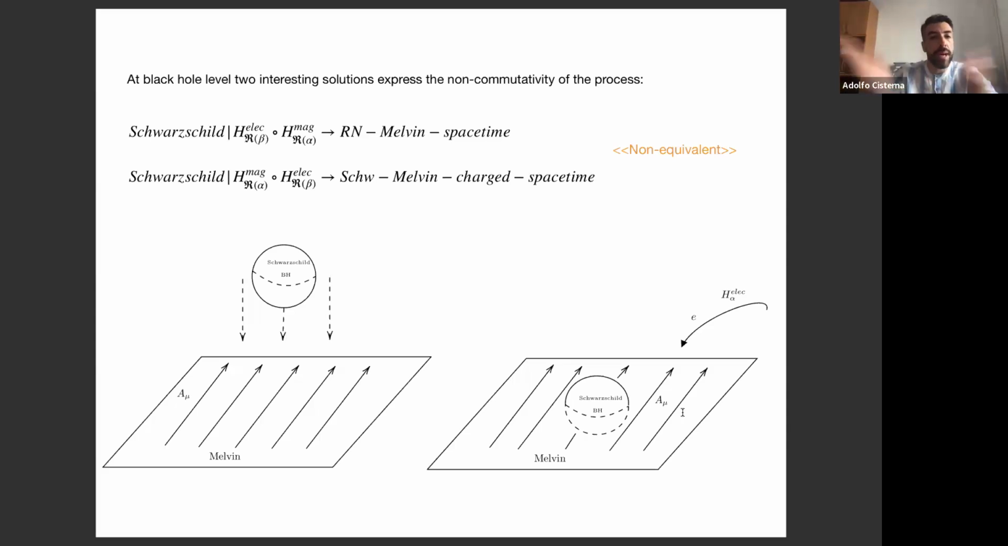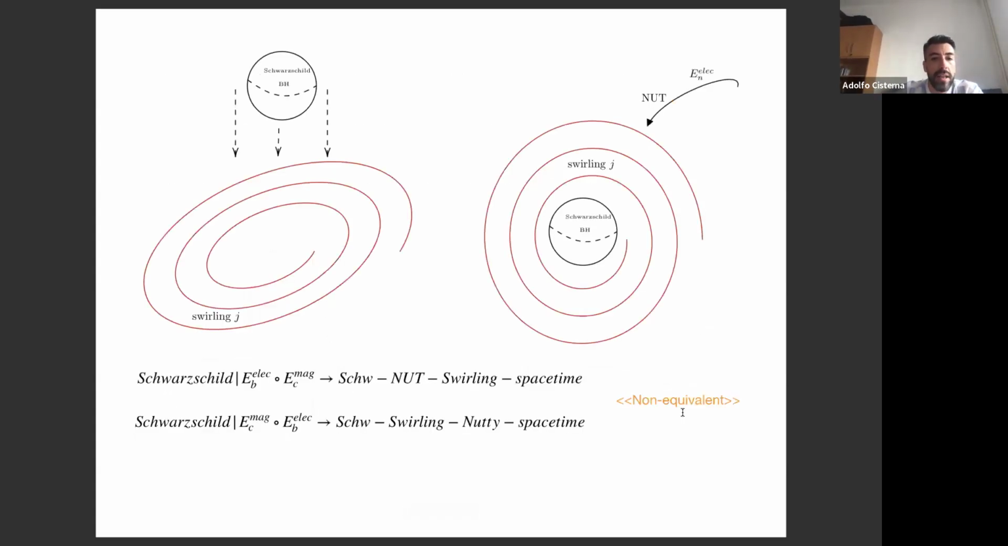So basically, when you combine all of these transformations acting on the Papapetrou ansatz, they give different results. You can do the same with swirling: you can take Schwarzschild, make NUT, and put it on swirling, or you can take Schwarzschild, make swirling, and put NUT on top. And they are, again, non-equivalent, okay? So this line, with these spirals, I intend to describe this type of background that rotates.